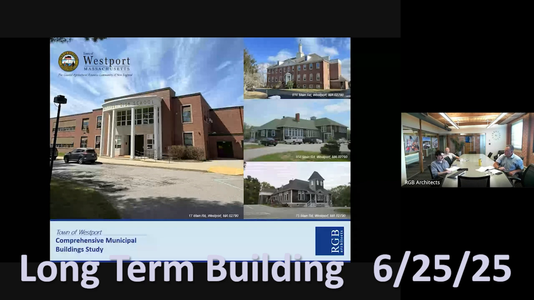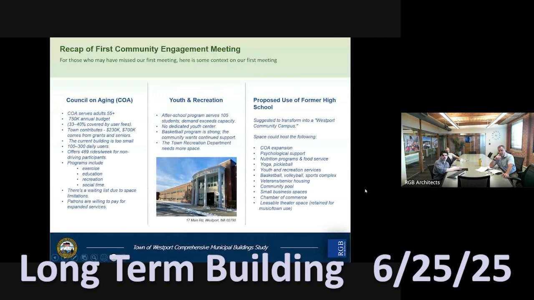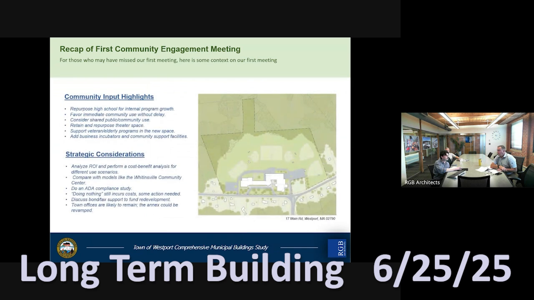Oh, all right, sure. So just to recap, we could go through these fairly quick, but this was the last time we met. We put together this series of images describing the options, and then Mason and Jeffrey did a couple more. We were talking about transitions of existing to what new spaces created could look like. So, Council on Aging, Youth and Recreation, and the proposed use for the former high school.